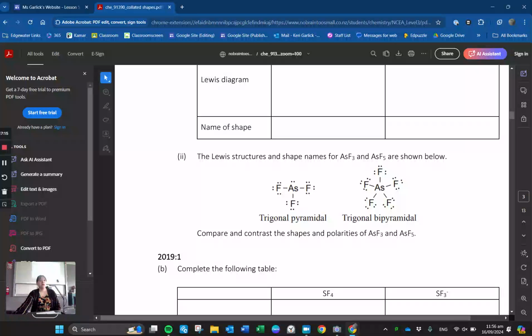This one here, again, it's negative, negative, negative, and negative, but the lone pair of electrons has a slightly different amount of negativity than the fluorine. So this one's going to be a polar molecule.